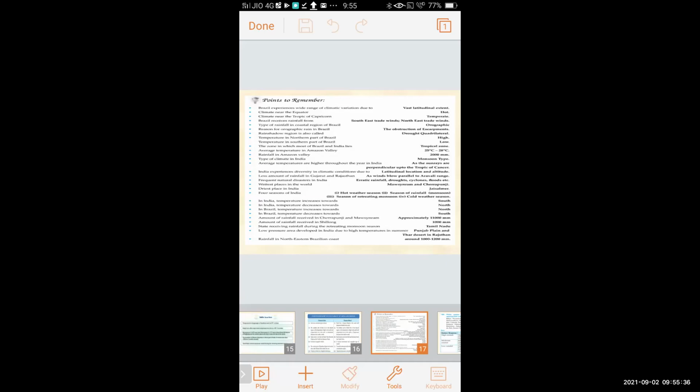Type of climate in India: India has a monsoon type of climate. Average temperatures are higher throughout the year in India as the sun rays are perpendicular, coming in a straight direction, up to the Tropic of Cancer.